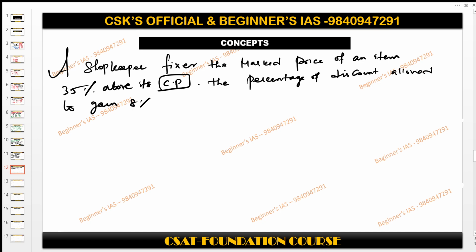to gain 8% is. A shopkeeper fixes a marked price of an item 35% above its CP. The percentage of the discount allowed to gain 8% is. In this situation, suppose if you don't know the cost price, you can take 100 also. You can take 100.